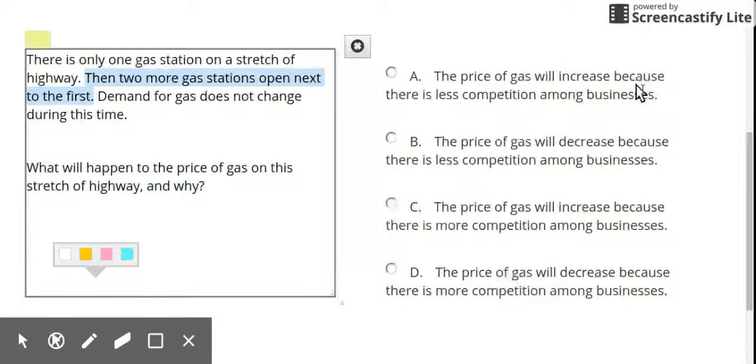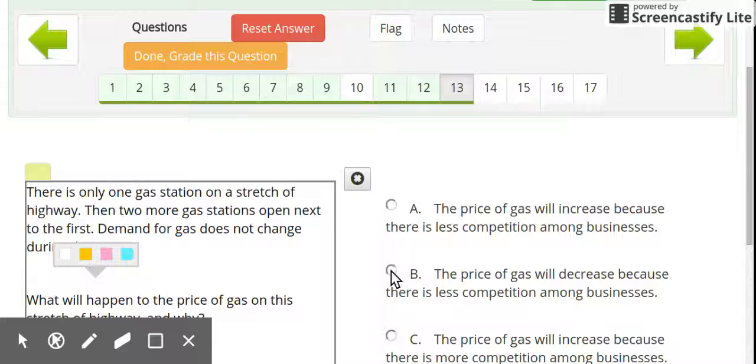The price of gas will increase because of competition. That's not true. We know the price is going to go down. The price of gas will decrease because there is less competition. Well, this first part's true, but the second part's not. There's actually more competition. Price of gas will increase. Definitely not true. The price of gas will decrease. Yes, because there is more competition. Yes, there's more competition and the price is going to decrease. So that's the best answer.